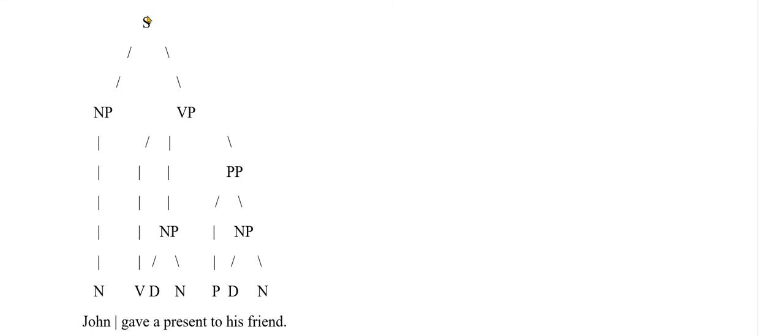Notice how the sentence breaks into the two basic parts, a noun phrase, and there's only one thing. The noun phrase is the noun John. The verb phrase breaks into the verb, the noun phrase, and the prepositional phrase. And those are the basic steps in doing a tree diagram.